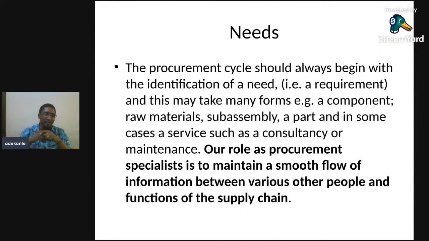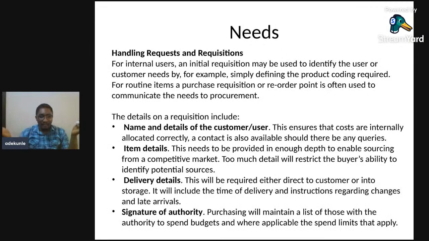So in maintenance, and also sometimes, you need to source for services. One thing you must understand is that our role as procurement specialists is to maintain a smooth flow of information between various people and functions within the supply chain.